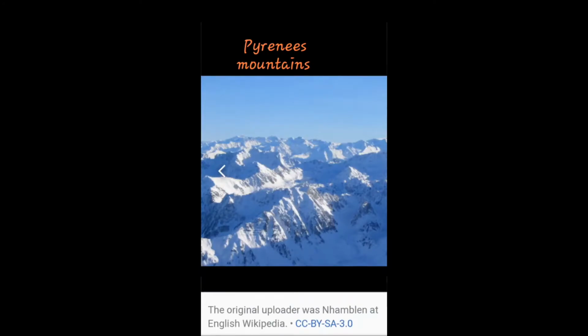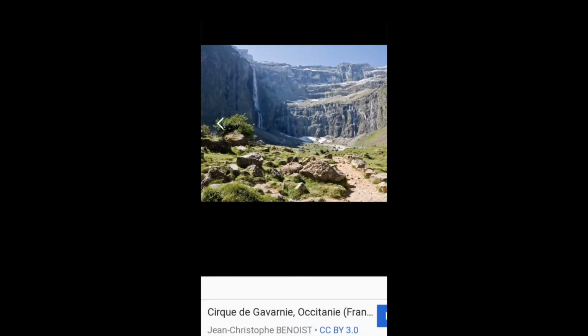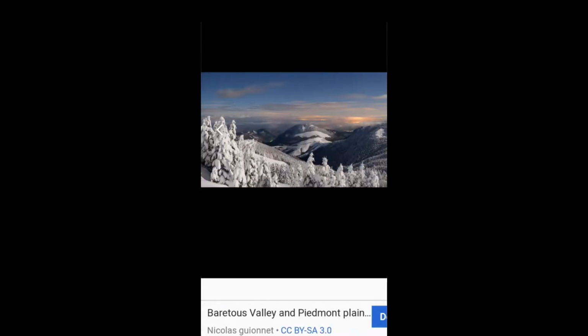Here are the Pyrenees Mountains. They separate France from Spain. And here are some other features that you can find as you travel through France.